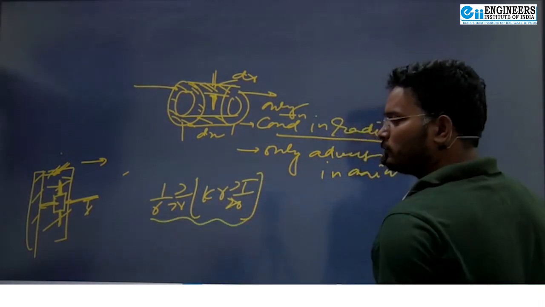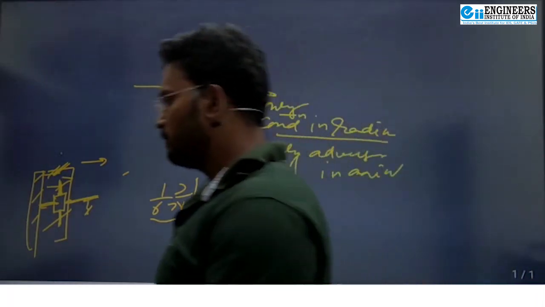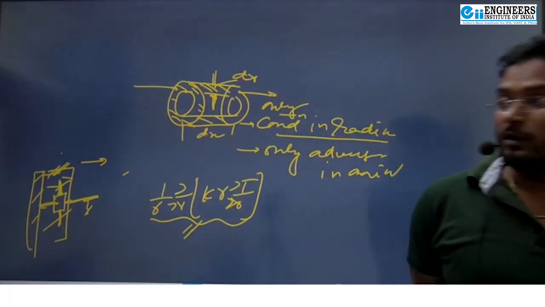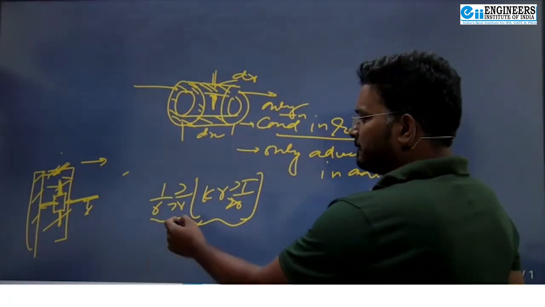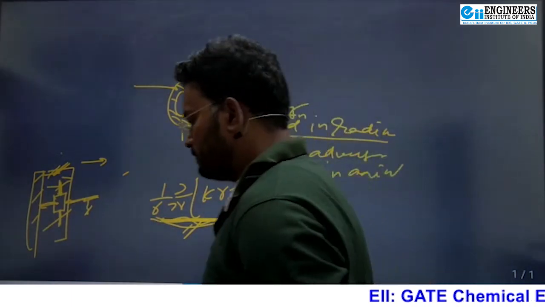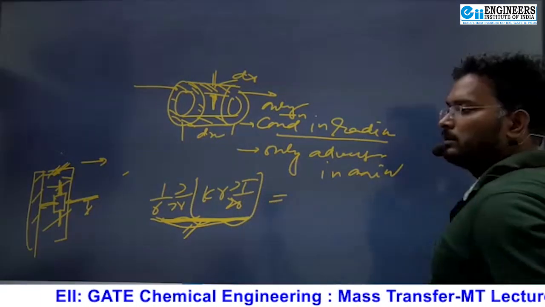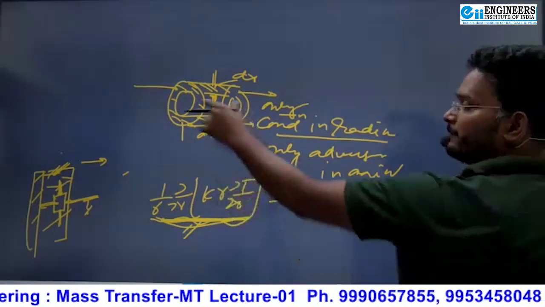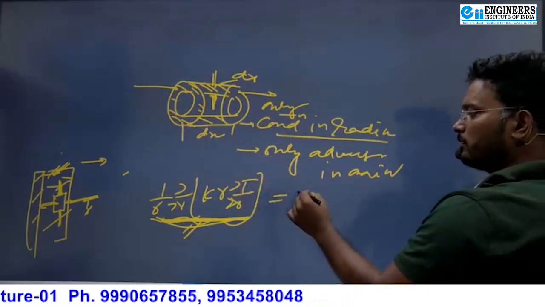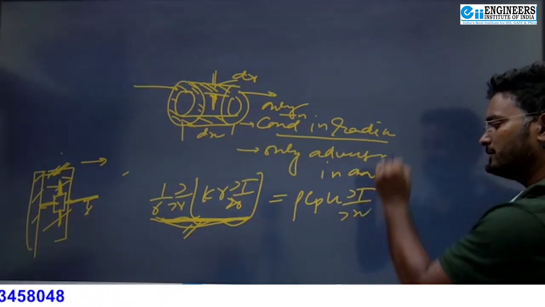This term indicates what? Net heat transfer by conduction in radial direction. Am I right? Just recall. Now watch how I will relate it. This is net heat transfer by conduction in the radial direction, and this is equal to what? Net heat transfer by advection in axial direction. And when advection is there, this will be rho Cp into U into del T upon del X.